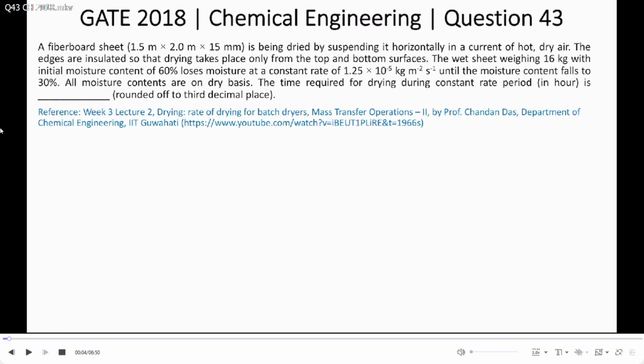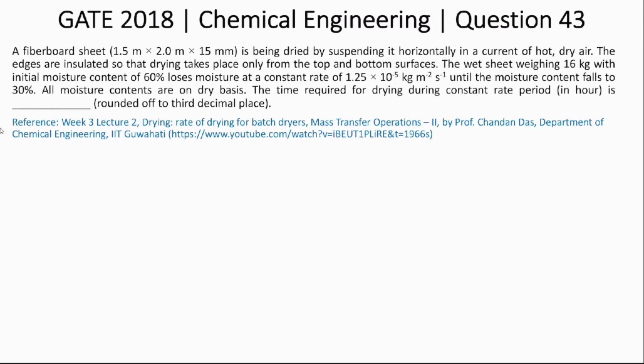So in the question, they are drying a fiberboard sheet or basically something like a cardboard with the given dimensions 1.5 into 2 into 15 mm. And it is dried using a current of hot dry air by suspending it horizontally. They have also given that the edges of the fiber board are insulated. So let's say this is a fiber board. These edges are insulated and the drying takes place only from this top part and this bottom part.